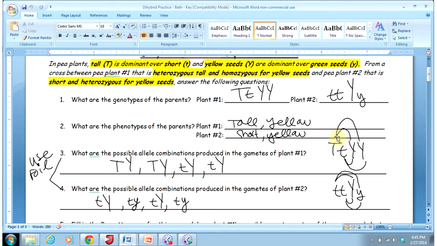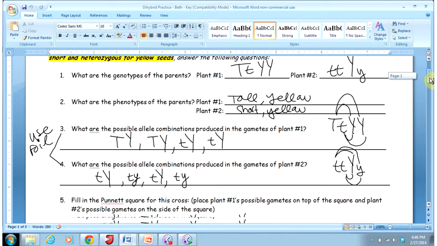So I'll take my first T and first Y, big T, big Y. My outer T, outer Y, big T, big Y. My inner T, inner Y, little t, big Y. And my last T and last Y, little t, big Y. And that gives me these 4 gametes listed under number 3.